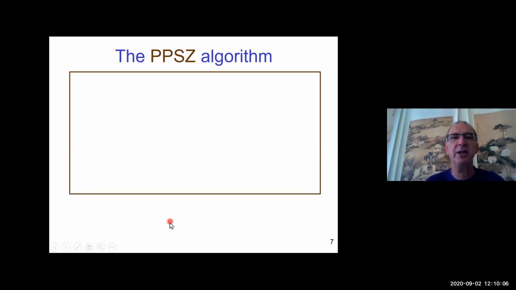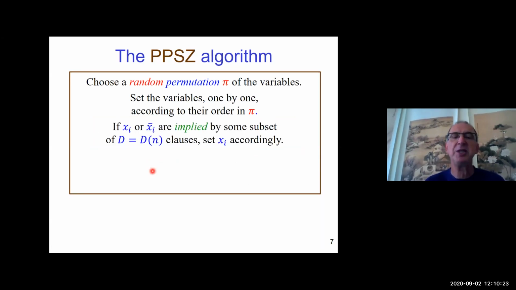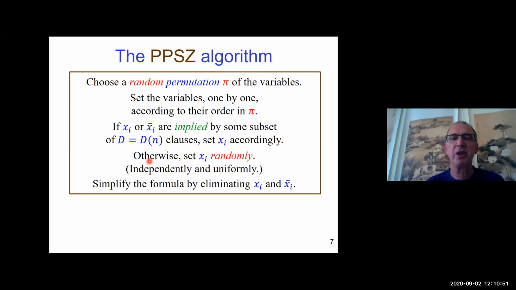Okay, so what is the PPSZ algorithm? A very nice and simple algorithm. Choose a random permutation pi of the variables of the formula. Now, go over the variables one by one in the order in which they appear in pi. For each variable, if it is d-implied by the formula, then of course we know which value we should assign to xi. If not, simply guess it randomly with equal probabilities and independently of all previous choices. Once we set the value of xi, we can eliminate xi from the formula in the natural way. If a clause contains the literal corresponding to xi that evaluates to true, we can remove that clause. Otherwise, we can remove the appearance of that variable in the clause. Okay, that's the whole algorithm.